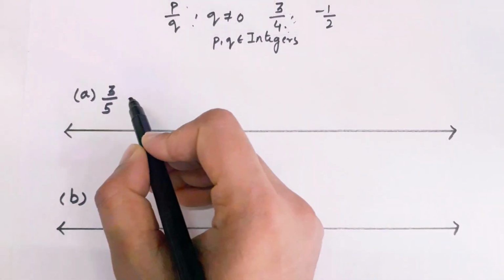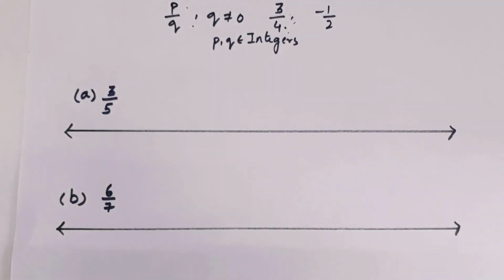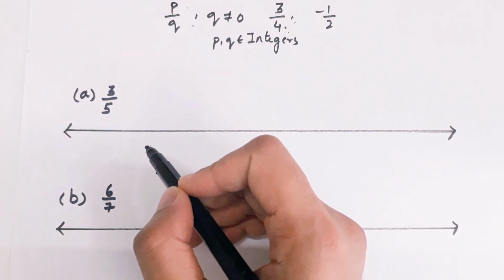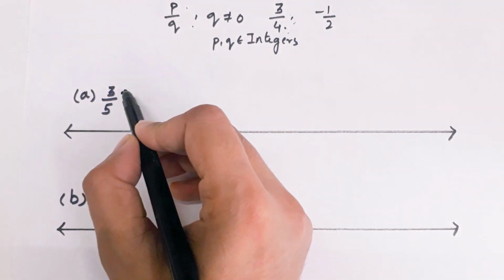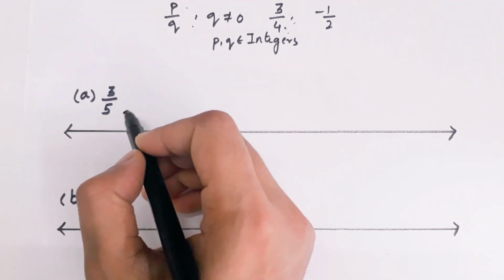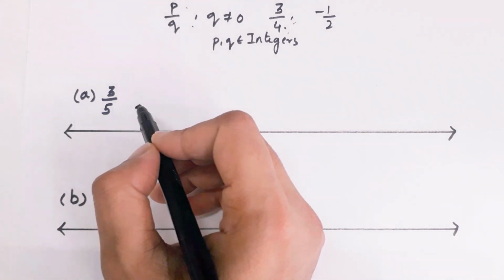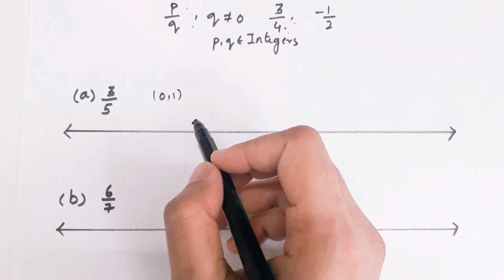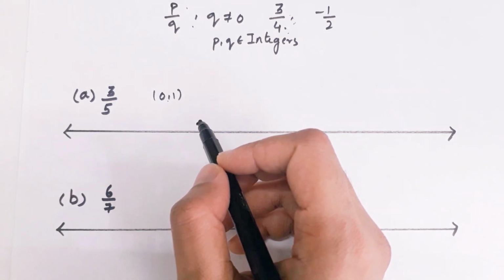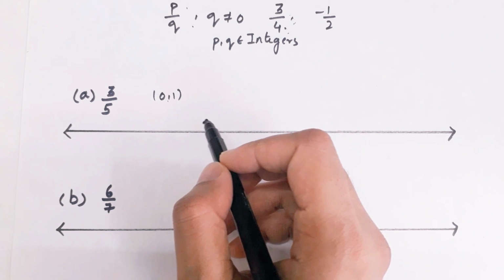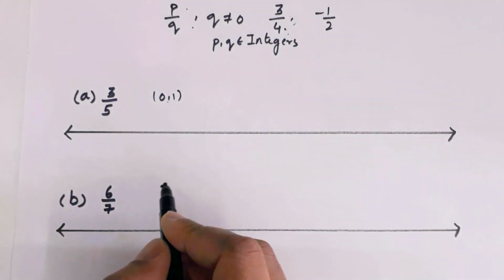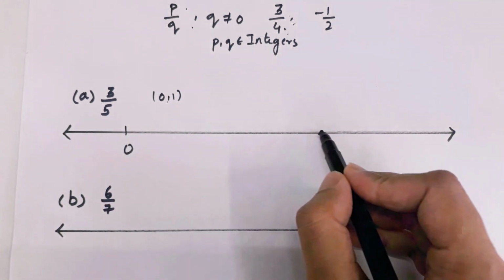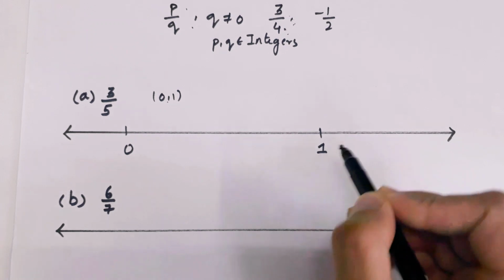Our first number is 3 upon 5. Whenever you're plotting a rational number, you need to check which is greater, the numerator or the denominator. If the numerator is smaller than the denominator, it means the number will lie between 0 and 1. Any rational number where the numerator is smaller than the denominator will lie between 0 and 1. So I'll write 0 and I'll take 1 here, because I know the number lies between these two.